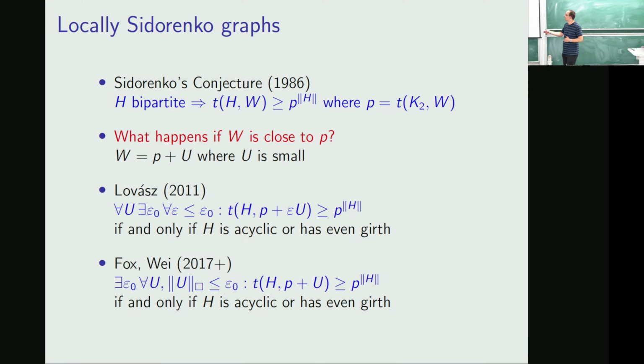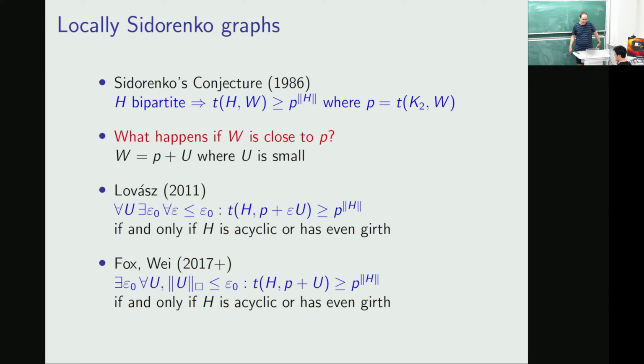I already indicated that Lovász was looking in this direction. Basically, for every perturbation there exists an epsilon 0 such that if I don't go too far with that perturbation, I will never decrease the number of copies. And what Jacob and Fan did was show that this epsilon 0 can be chosen independently of the kernel. So there exists an epsilon 0 such that for every kernel whose norm is not too big, I put here the cut norm, but it's quite safe to think of the L1 norm, that perturbation will not decrease the number of copies. And in both cases, the characterization is if and only if there's either no cycle or the graph is zero.